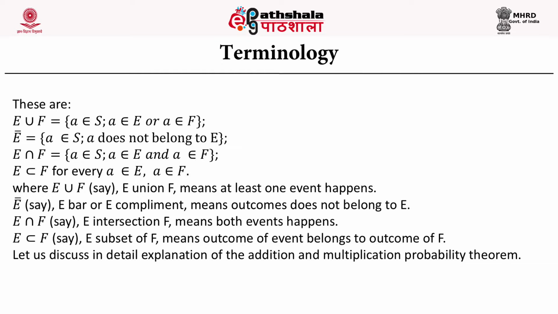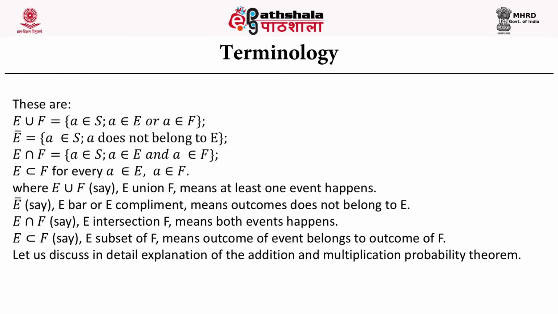E subset of F means every A that belongs to E also belongs to F. E union F means at least one event happens. E bar denotes E complement, meaning the outcome does not belong to E. E intersection F means both events happen. E subset F means the outcome of event E belongs to the outcome of F.